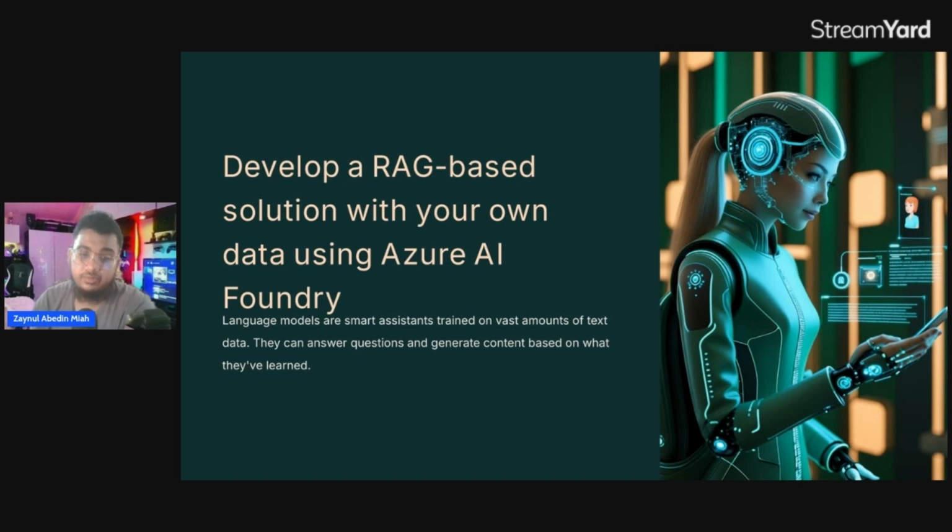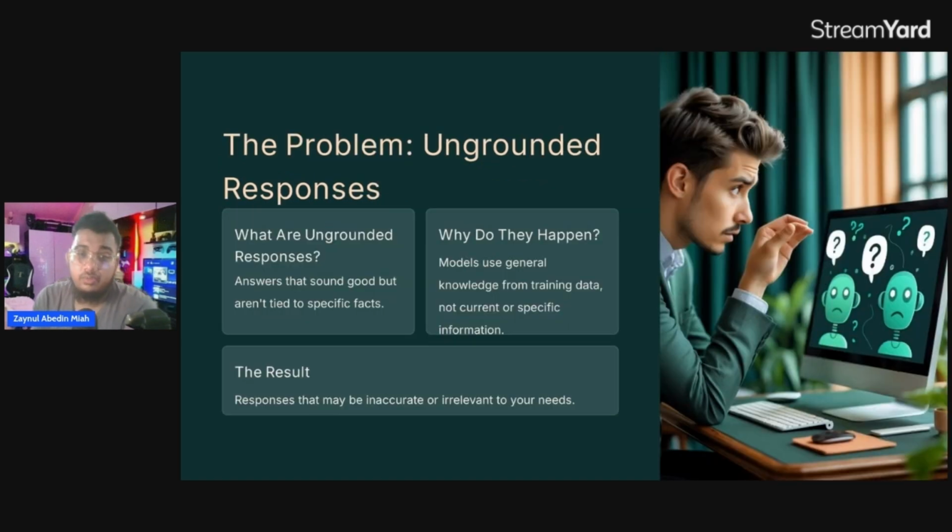The kind of problem we face here is ungrounded responses. What are ungrounded responses? Ungrounded responses are answers that sound good but aren't tied to specific facts. They are answers that are quite good in themselves but not accurate or real-world fact. The model hallucinates instead of giving the correct answers. And why does this happen? Because it was trained on lots of data, but not the current or specific information that we want it to answer. So the responses might not be accurate, and also not relevant to what you need.